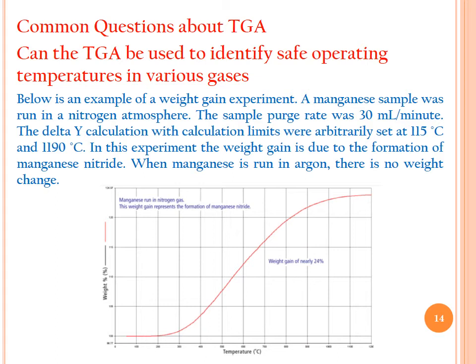So to characterize the behavior of a manganese sample, the best suitable purging gas will be argon, not nitrogen, because nitrogen reacts with manganese to form manganese nitride, while argon gas, the noble or inert gas, does not react with manganese, so no weight gain will be observed.